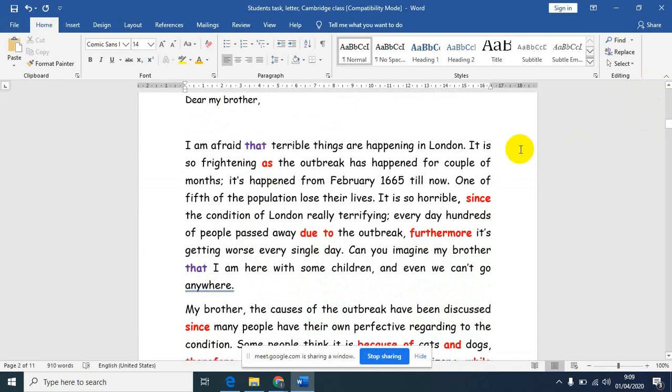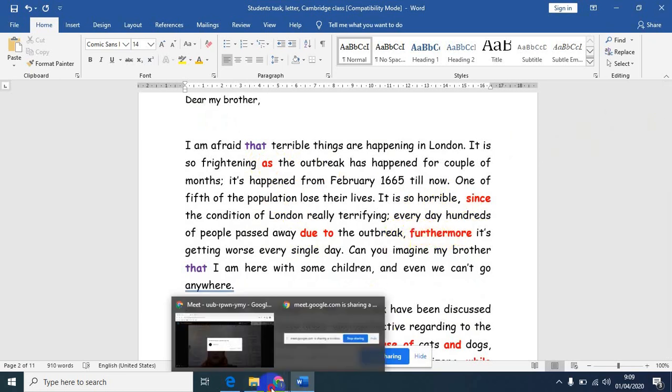So please remember, at the previous meeting you learned about complex sentences and about the linking devices. I have already given some signs here. The red color are the linking devices, or we can call them the connectives. We can use furthermore to talk about additional information.